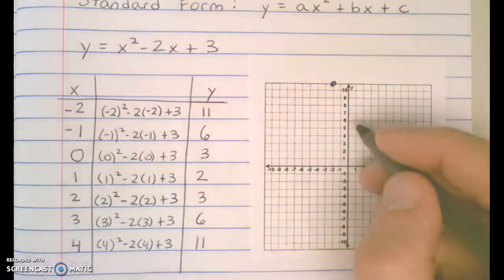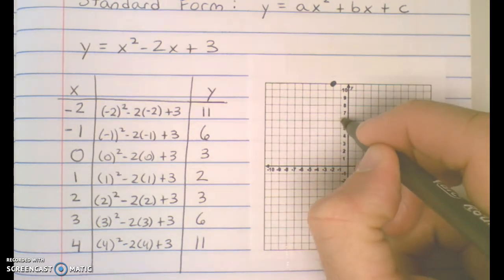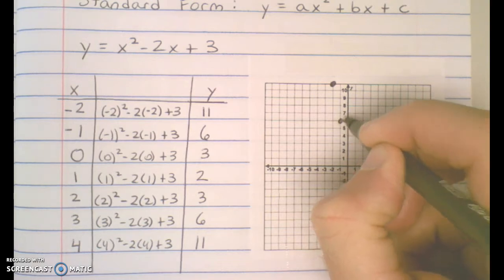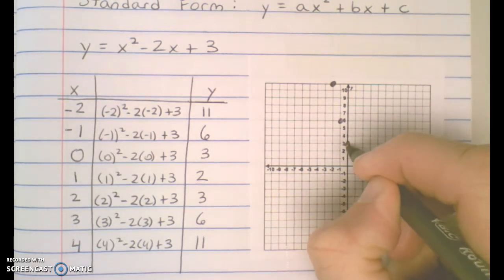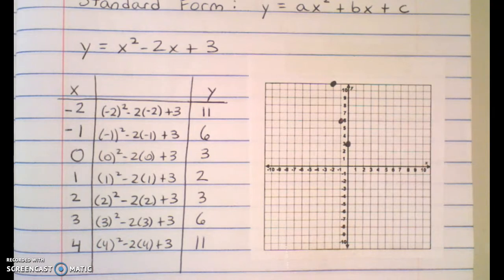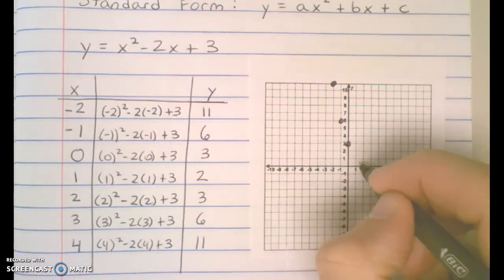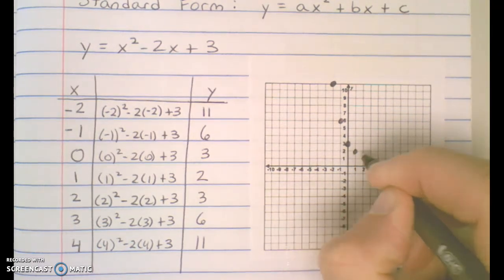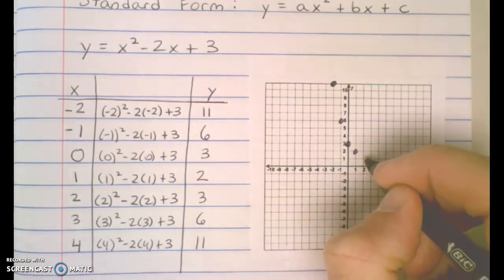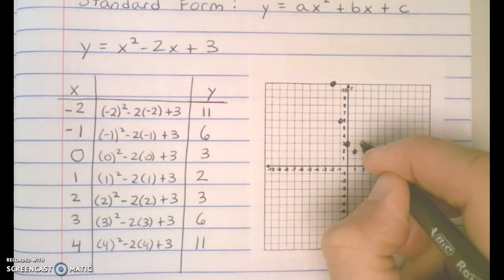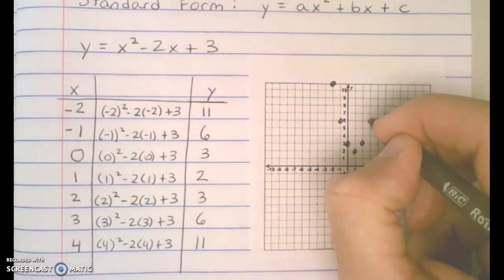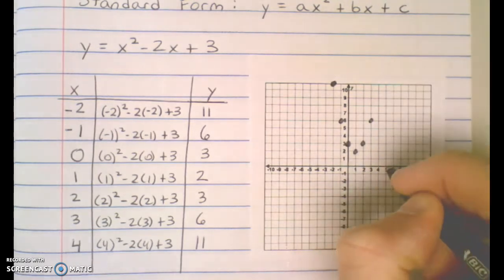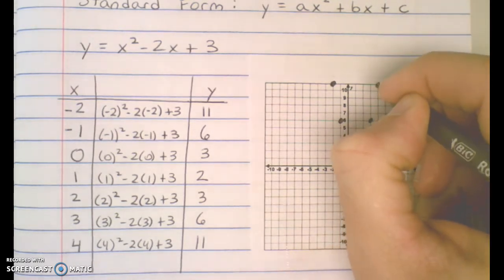At -1, my output was 6. At 0, my output was 3. At 1, my output was 2. At 2, my output was 3. At 3, my output was 6. And at 4, my output was 11.